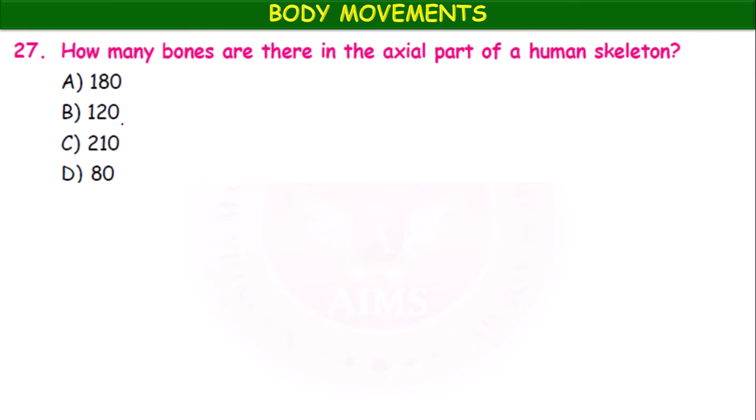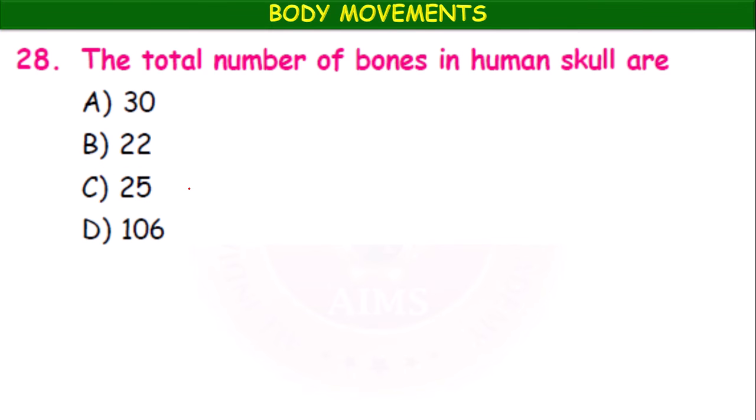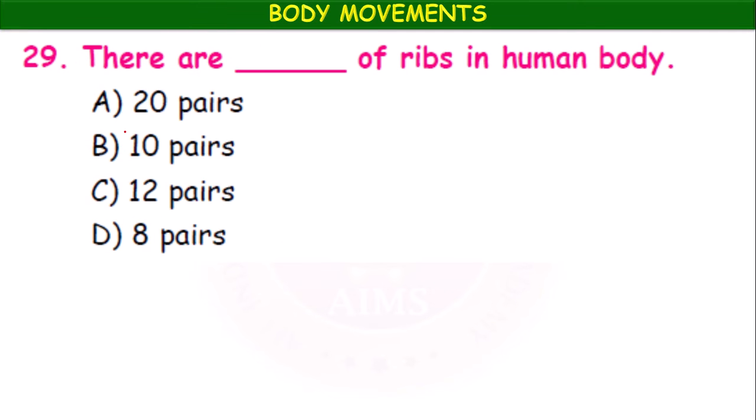So how many bones are there in the axial part of the human skeleton? The axial part of the human skeleton consists of nearly 180 bones, 120 bones, 210 bones and 80 bones. 80 bones. Okay. The total number of bones in the human skull are 30, 22, 25, 106. 22. There are dash pairs of ribs in the human body. 20 pairs, 10 pairs, 12 pairs, 8 pairs. 12 pairs.